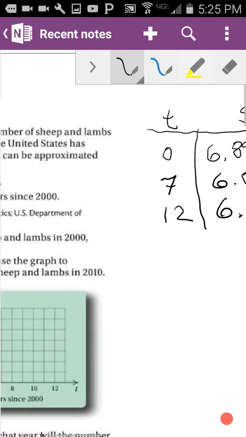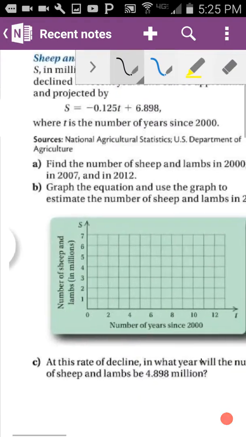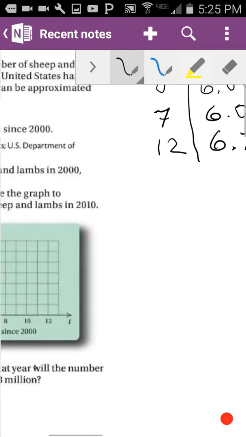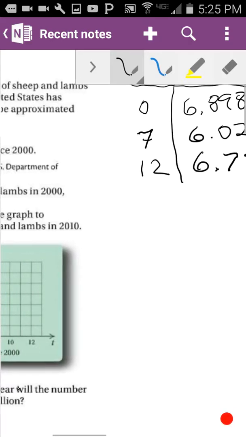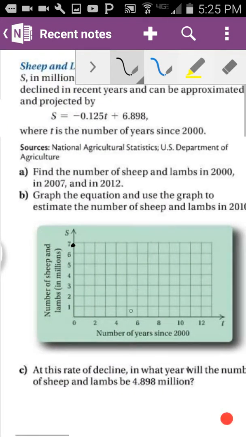When t is 0, we're looking at almost 7, 6.898. So we come up here, and just under 7, we plot a point. And when t is 7, we're looking at just over 6. It's very close to 6. So when t is 7, we go up to 6 and go just a tad above it.